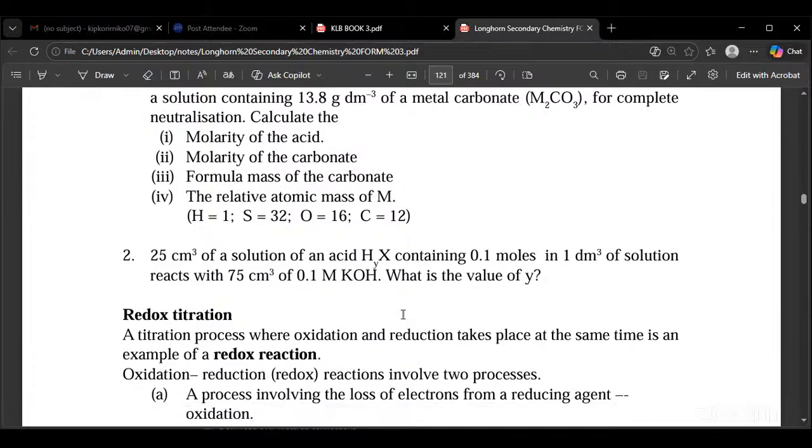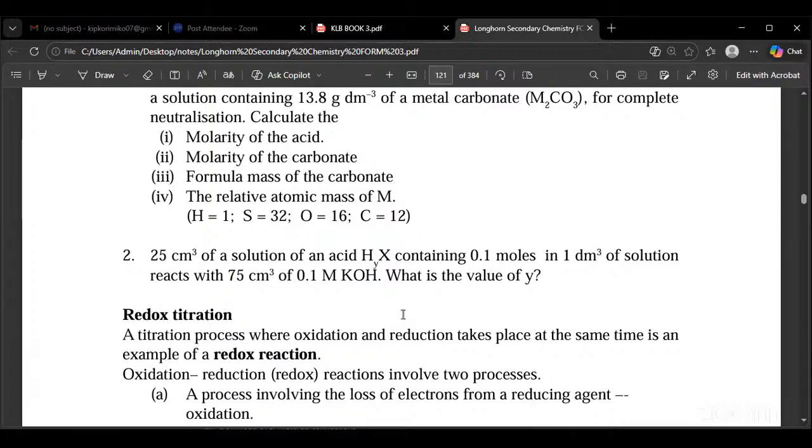Now, redox titration. Of course, redox, from the word redox. I hope everybody can see the screen. Redox means it is a titration where oxidation and reduction take place. When you have reduction and oxidation, it takes us back to oxidizing agents: manganate 7, dichromate, those ones. So this is a titration where oxidation and reduction take place at the same time. That means it involves two processes.